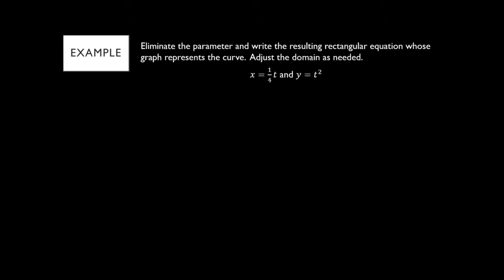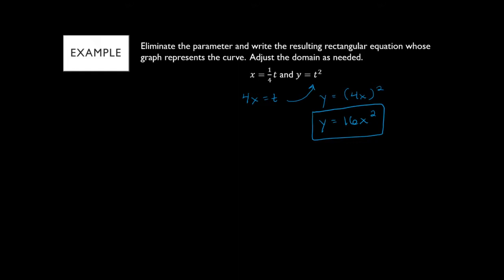So the easiest way to eliminate the parameter here is to take the equation with x and solve for t. And so that's pretty easy. We can just multiply both sides by 4 to get 4x equals t. And then once you've done that, you plug it into your next equation, and that will give us y equals (4x) squared. Then you simplify, and we get 16x squared. And that is the rectangular equation.